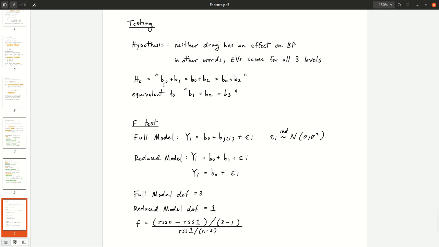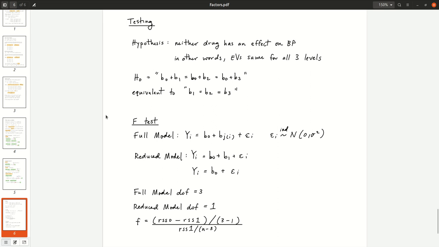Well, it's the following. Expected value for level 1 is B0 plus B1. That's equal to expected value for level 2, B0 plus B2, which is equal to the expected value for level 3, B0 plus B3. So this hypothesis in words corresponds to this hypothesis in terms of parameters. You can see that these equalities don't actually depend on the value of B0, because B0 appears in each quantity. This is equivalent to B1 equals B2 equals B3. So as long as this is true, then this will be true as well.